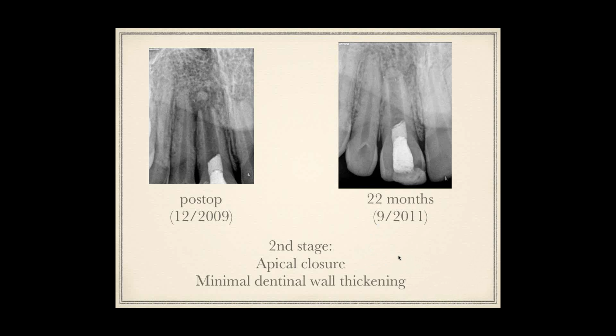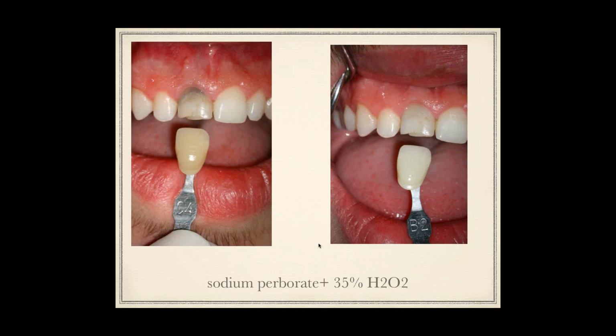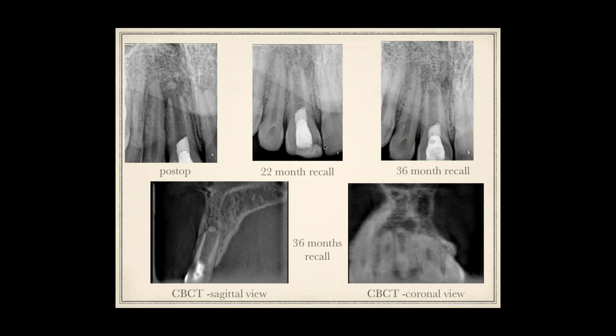One thing that clinically happens in this technique is the discoloration of the tooth close to the gum margin because of the MTA. And if this occurs, it has to be treated with internal bleaching. You can see it right here. For this particular case, I wanted to follow it up for about 3 years. You can see the 3-year evaluation.